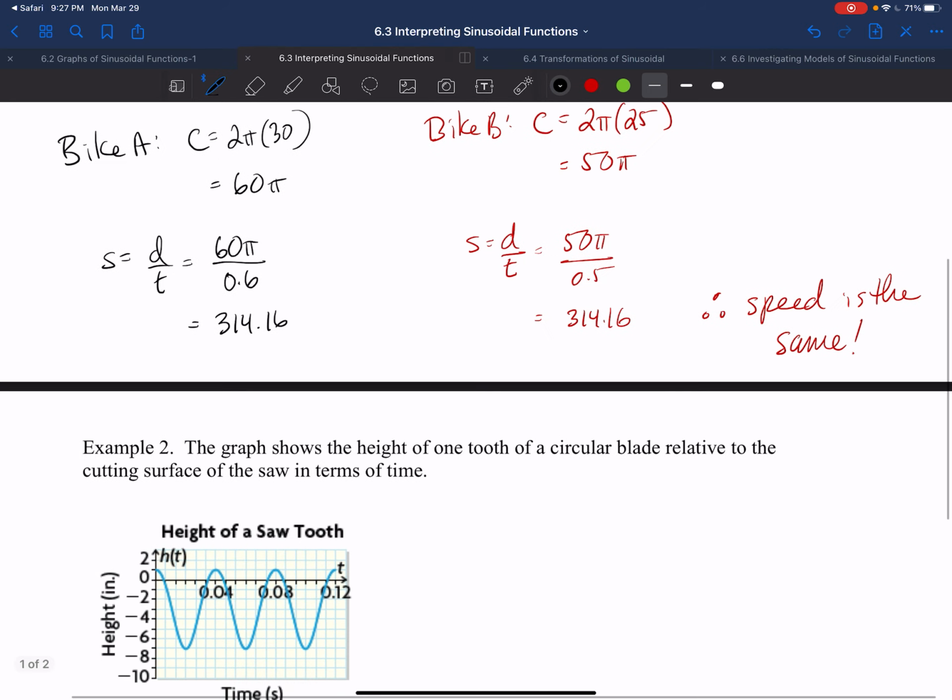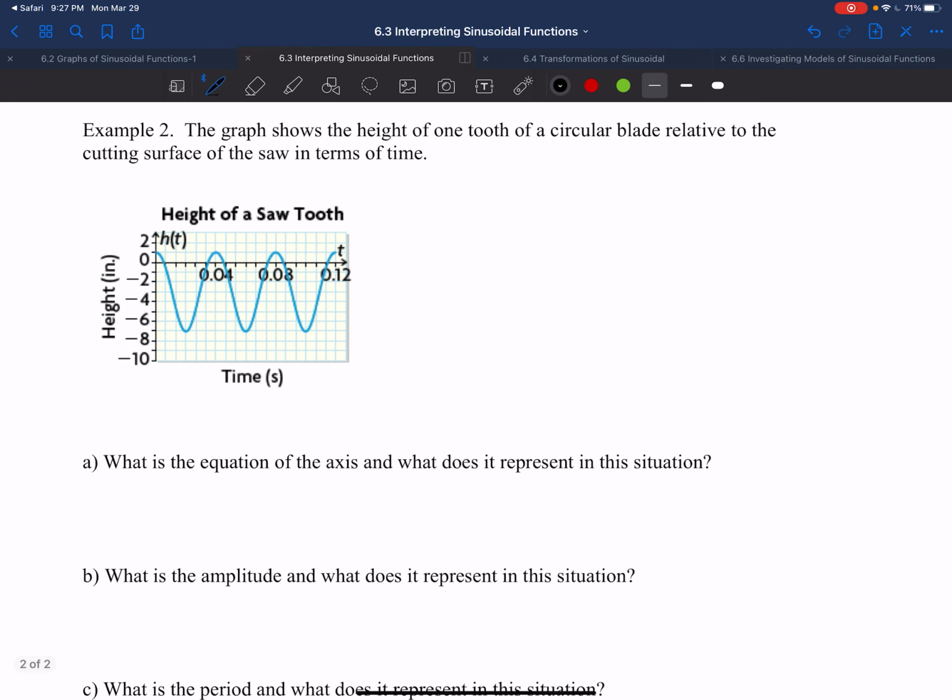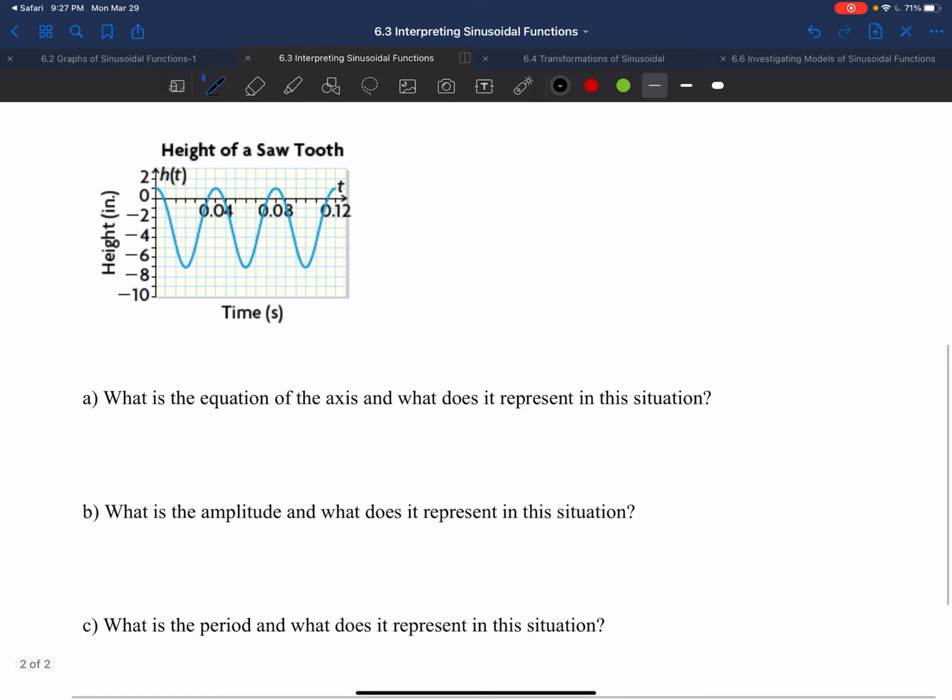Okay, so example 2 is the same thing. It's just a saw blade instead of a bicycle tire, but it's the same thing.